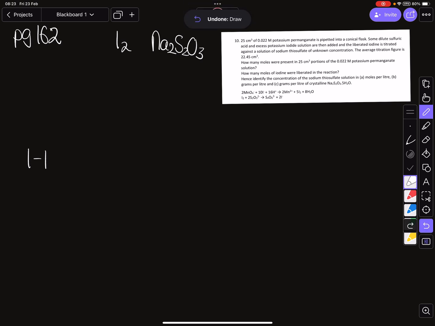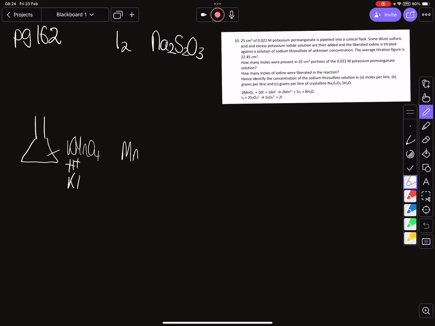So because of that, you are aware that we liberate the iodine in our conical flask by putting in some KMnO4, some sulfuric acid, and finally some KI. And when we are doing this, our Mn7+ is being reduced to Mn2+, and here our I- is being oxidized to iodine.